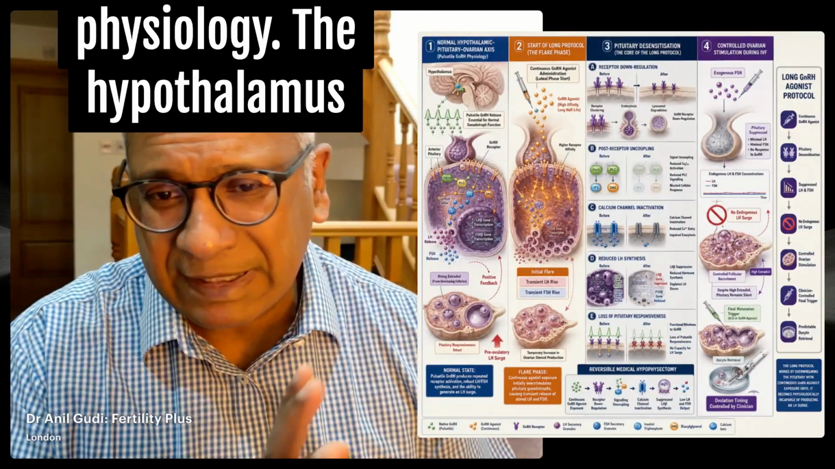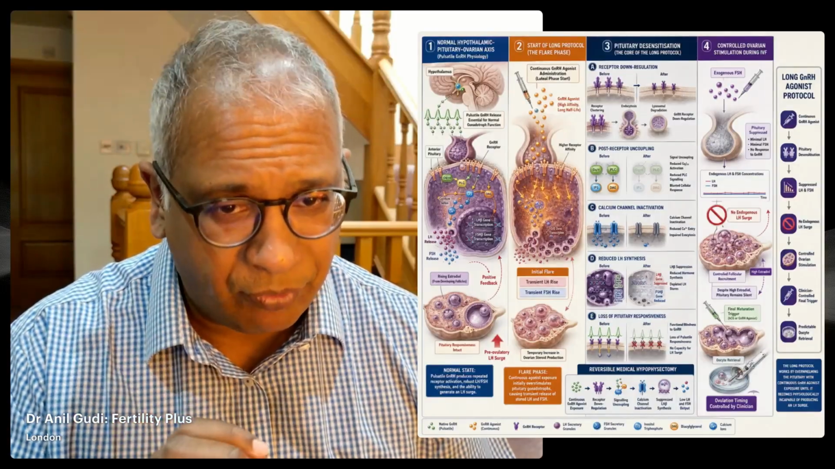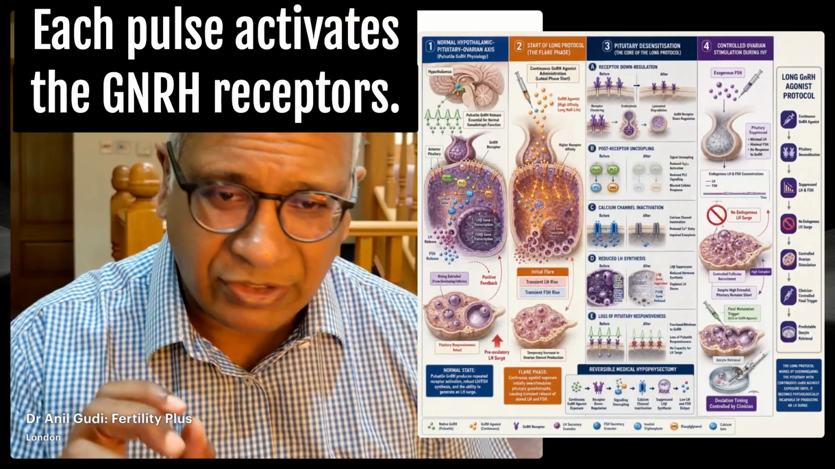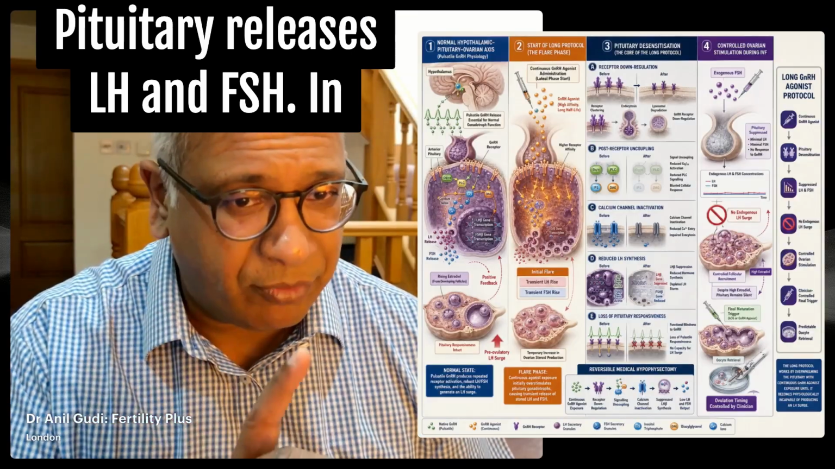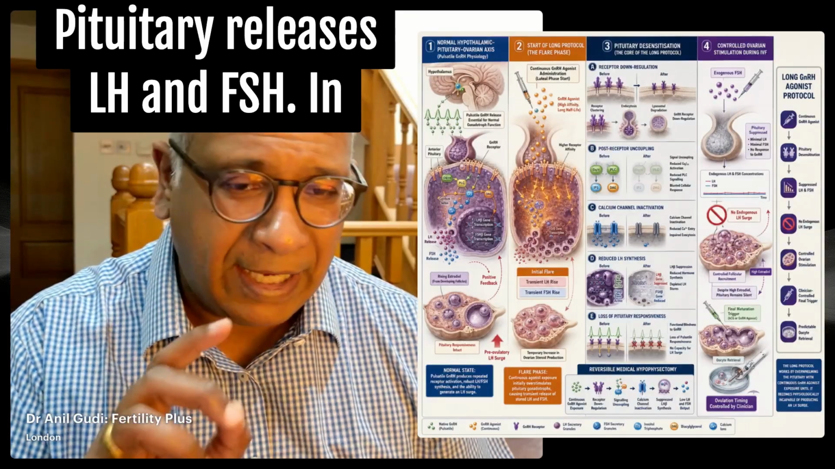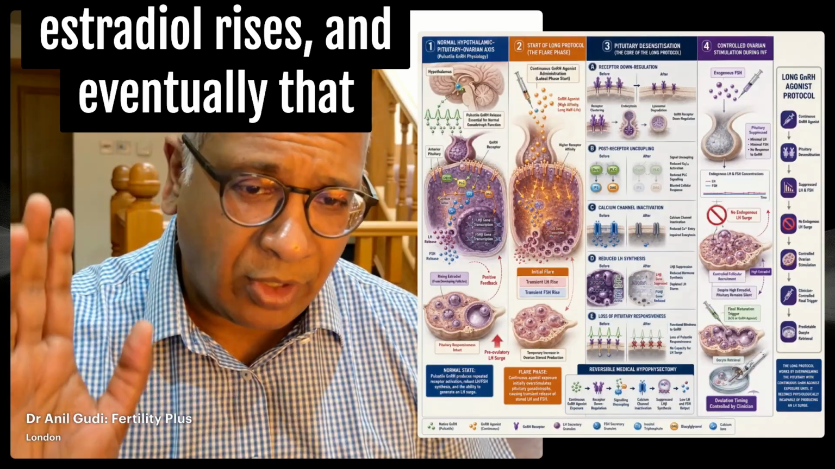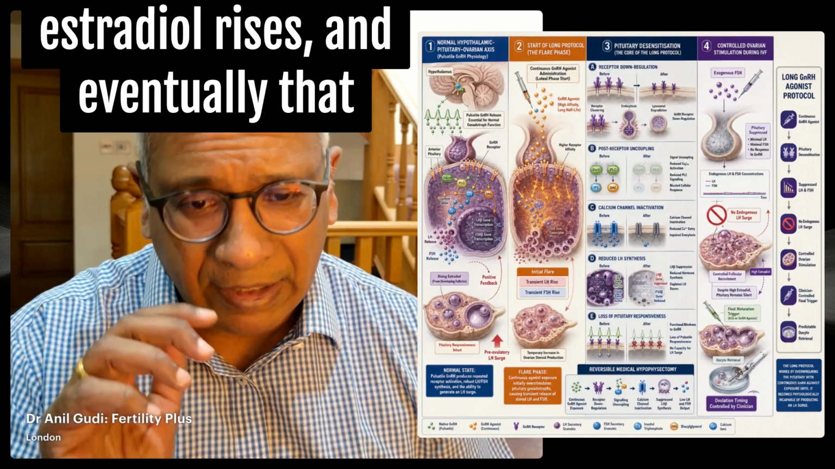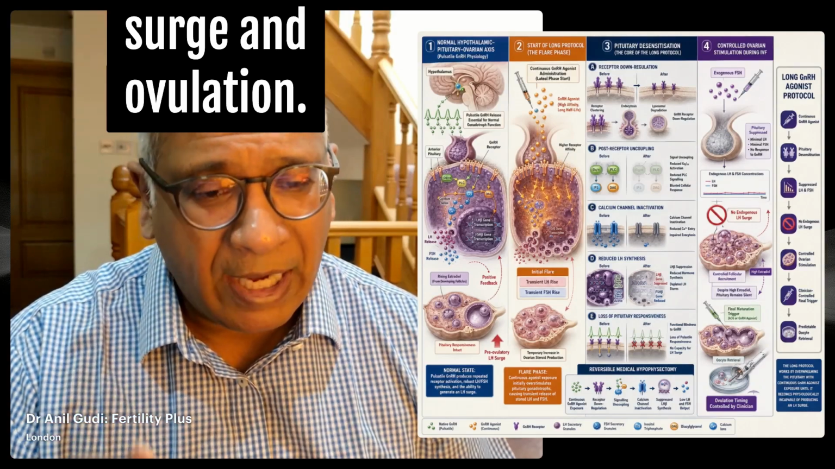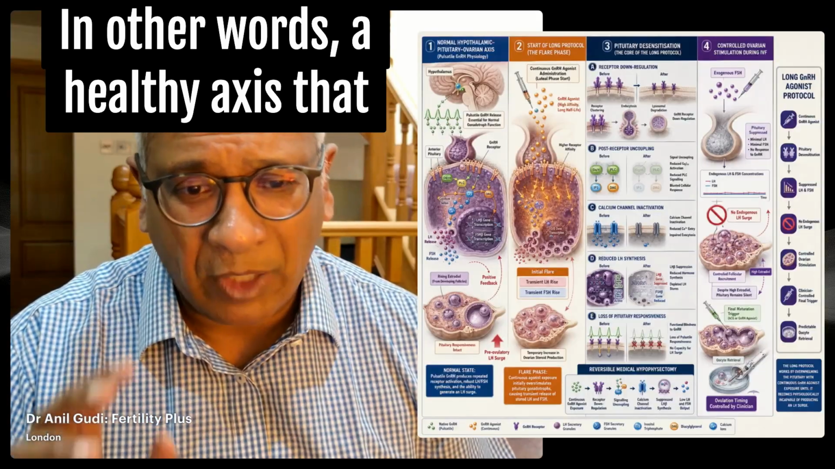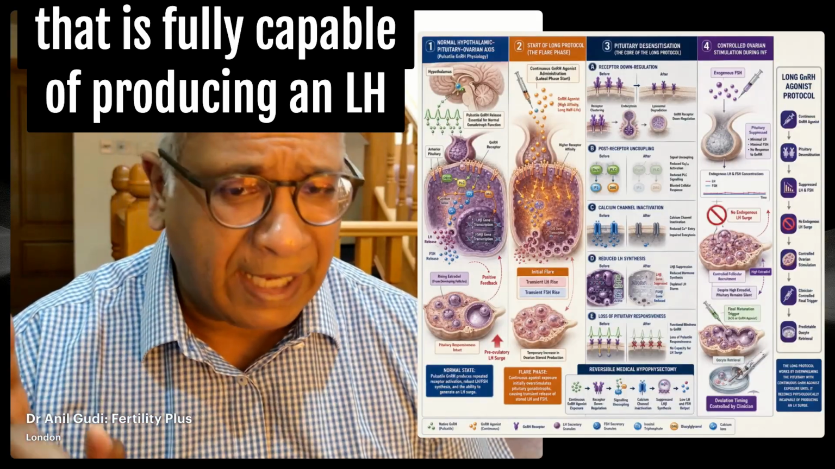The hypothalamus sends out GnRH in little pulses to the anterior pituitary. Each pulse activates the GnRH receptors. So then the master gland, the pituitary, releases LH and FSH in pulses. The ovary grows a dominant follicle, estradiol rises, and eventually that rising estradiol triggers a big LH surge and ovulation. In other words, a healthy axis that is fully capable of producing an LH surge.